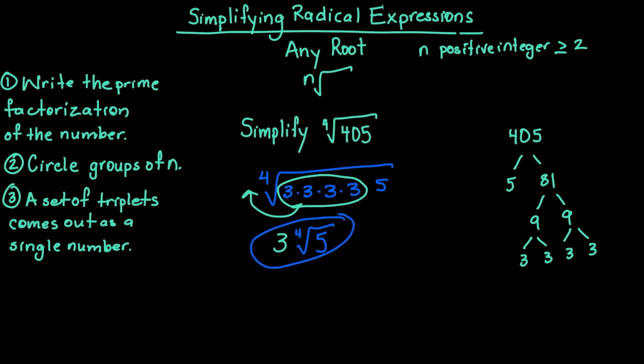So again, the prime factorization method works as long as n is a positive integer and it's bigger than or equal to 2. You can do this same method. Just remember you're looking for groups of whatever that root is.